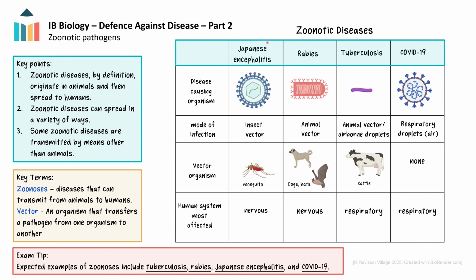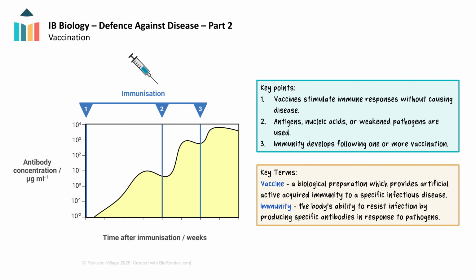Zoonotic pathogens can spread to humans through vectors like mosquitoes or ticks, direct contact with infected animals, airborne or environmental exposure, or by eating contaminated animal products. Controlling the spread of zoonotic diseases requires a comprehensive strategy that takes human, animal, and environmental health into consideration. The recent COVID-19 pandemic is a prime example of a failure to prevent a zoonotic disease from spreading after being transferred to humans. One of the best weapons we have against pathogens, especially those of viral origin, is vaccination.